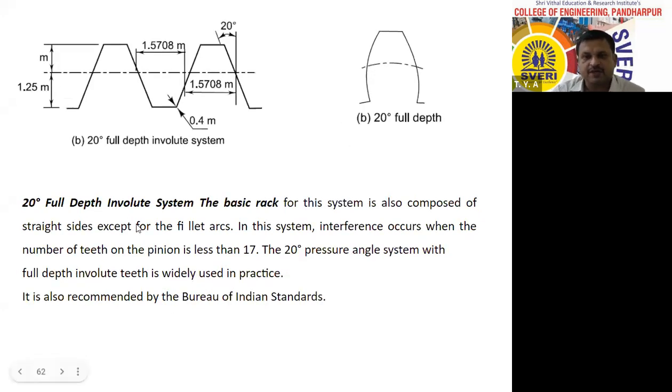20 degree full depth involute system. The basic rack of this system is also composed of straight sides except for the fillet arcs. In this system, interference occurs when the number of teeth on the pinion is less than 17. The 20 degree pressure angle system with full depth involute teeth is widely used in practice. It is also recommended by the Bureau of Indian Standards.